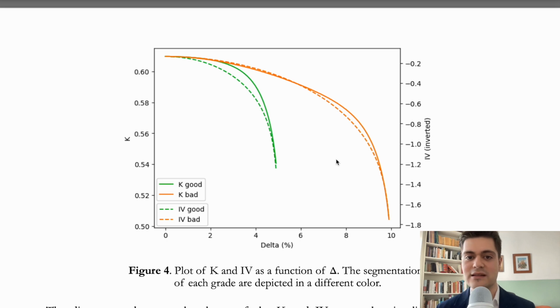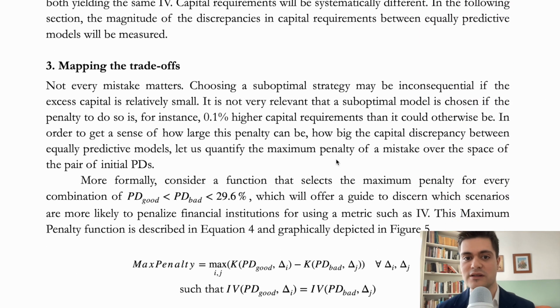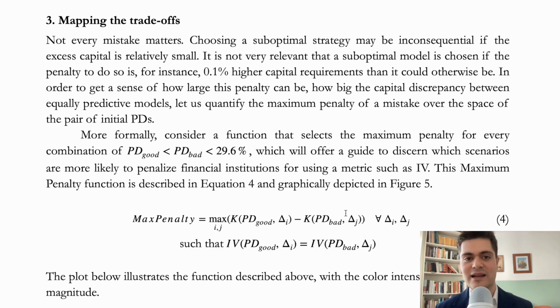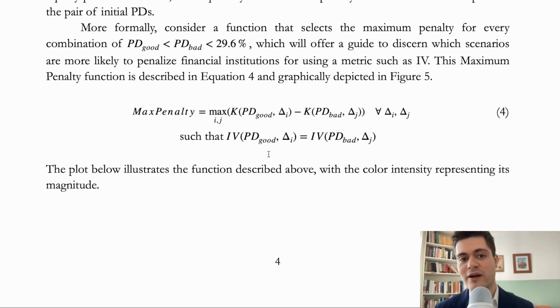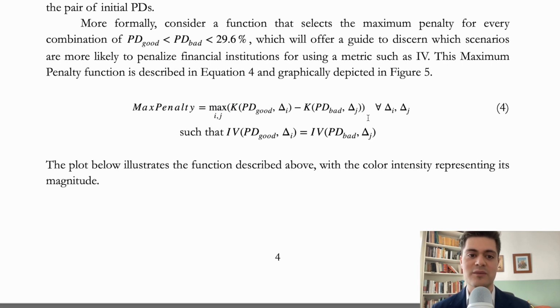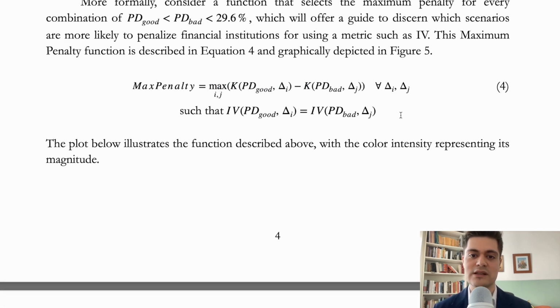Now let's generalize it to get a sense of where we can find the major inefficiencies. In this last section, we'll be measuring the size of the inefficiencies across every possible combination of PD good and PD bad. Please remember that we are referring to the PDs of the two initial grades. For every combination, there will be a maximum discrepancy in K, and this is what we want to capture. More formally, let's define a maximum penalty function that selects the maximum difference between capital requirements for combinations that have the same IV. It's important to impose the condition of equal IVs because it implies that the financial institution sees the two models as equally preferable.